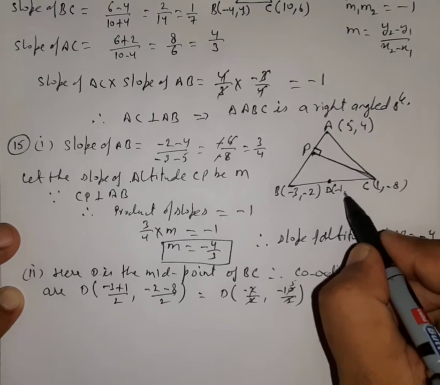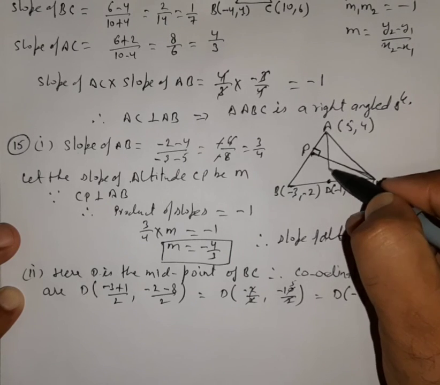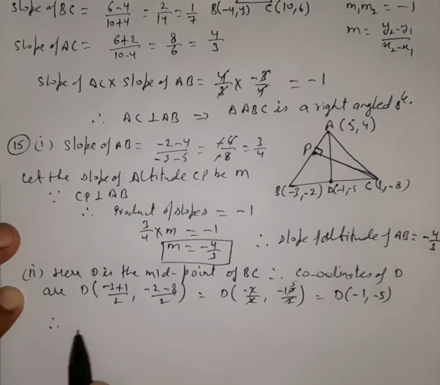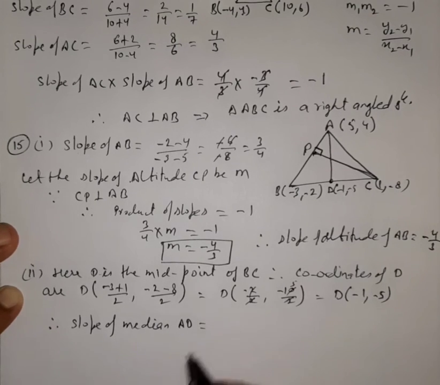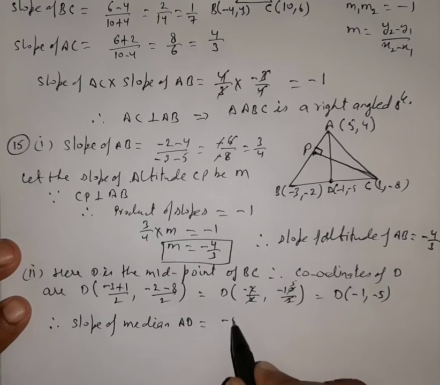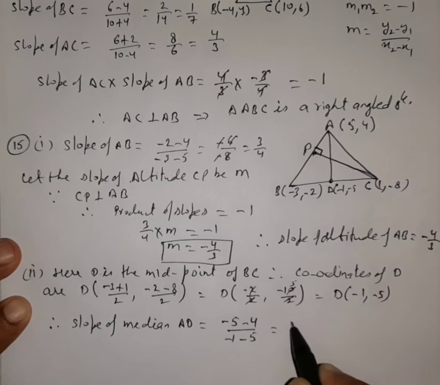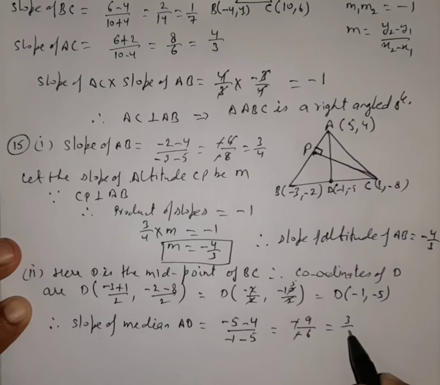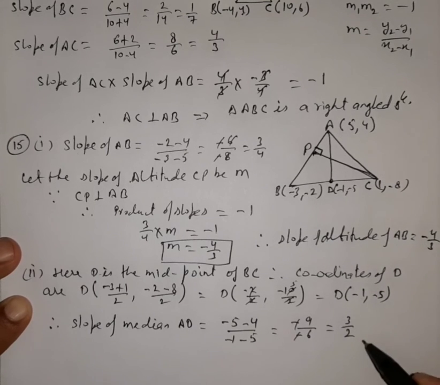Now this is minus 1, minus 5. Now AD is the median. Therefore the slope of median AD is equal to minus 5 minus 4 over minus 1 minus 5. That will be minus 9 over minus 6. On dividing we get it is equal to 3 over 2. This is the answer for the second part.